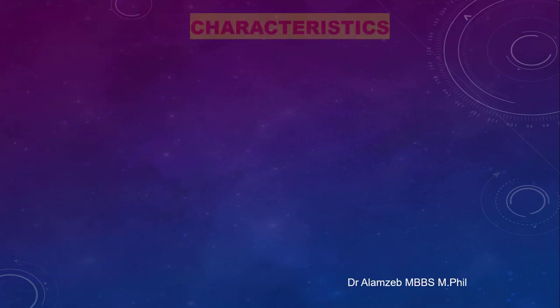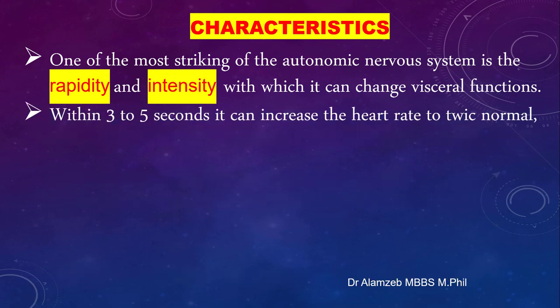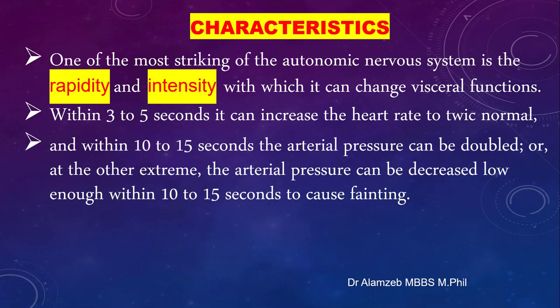Characteristic. One of the most striking features of the autonomic nervous system is the rapidity and intensity with which it can change visceral function. Within 3 to 5 seconds, it can increase the heart rate to twice normal, and within 10 to 15 seconds, the arterial pressure can be doubled, or at the other extreme, the arterial pressure can be decreased low enough within 10 to 15 seconds to cause fainting.